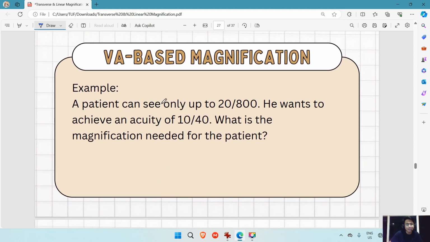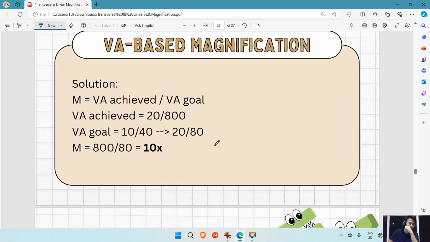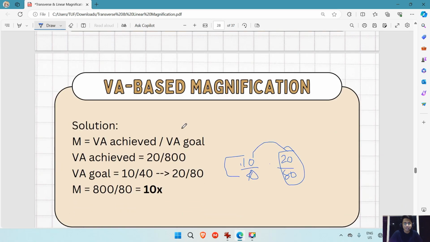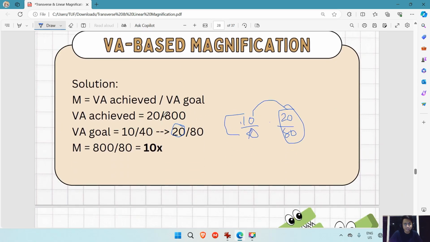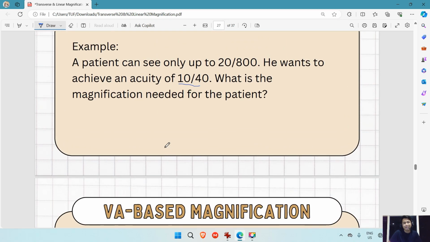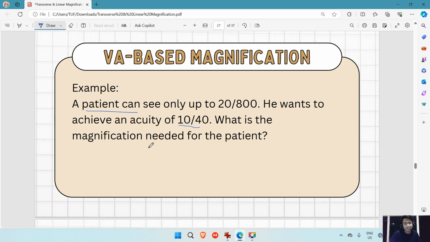Okay, another example. A patient can see only up to 20 over 800. He wants to achieve an acuity of 10 over 40. What is the magnification needed for the patient? So, the same process. So, for this 10 over 40, we will reverse it. Your goal is 20. So, 20 divided by 10 is 2, times 40 is equal to 80. Right? So that becomes 20 over 80. Since they now have the same test distance of 20, we can disregard it. So 800 divided by 80 is equal to 10 times. So our patient here needs a magnification of 10 times to achieve this kind of acuity.